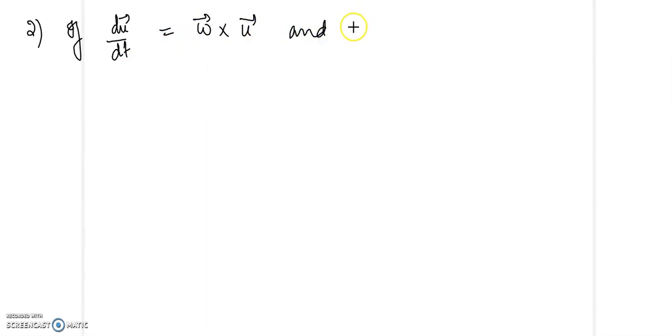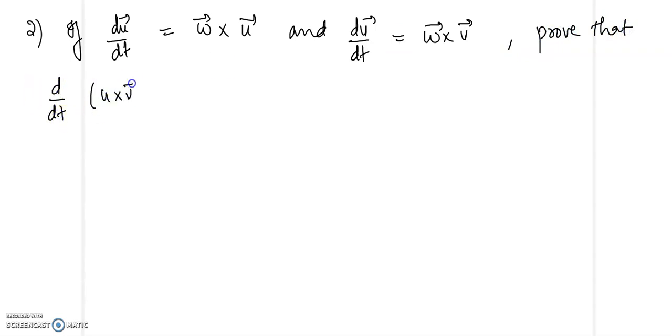Now let us look at the next problem. So if du by dt is equal to w cross u and dv by dt is equal to w cross v, then prove that d by dt of u cross v is equal to w cross u cross v. So this is what we need to do. Let us look at the solution.